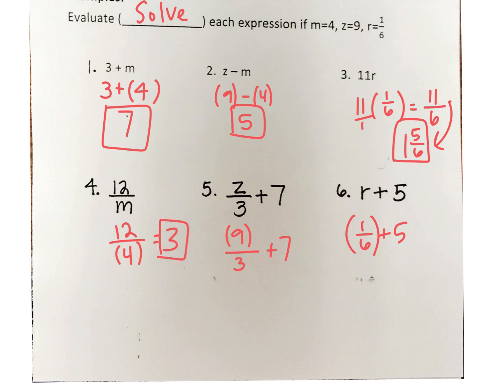On number 5, order of operations. First, what is a fraction? It is a division problem. So what that actually means is 9 divided by 3, which is 3, and then I'm going to add 3 plus 7, which is 10.